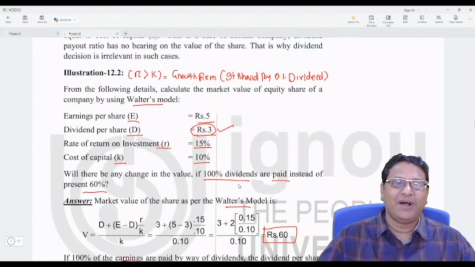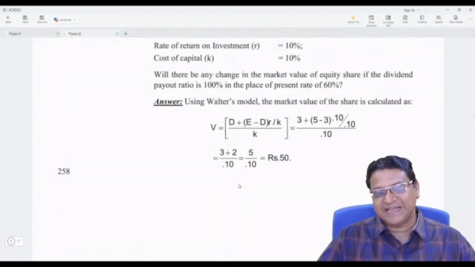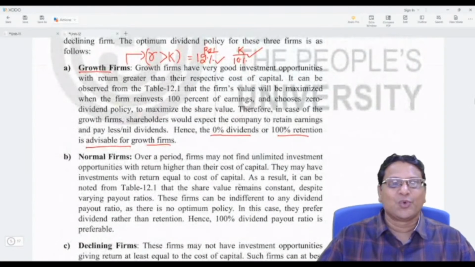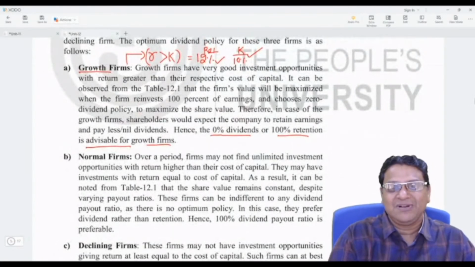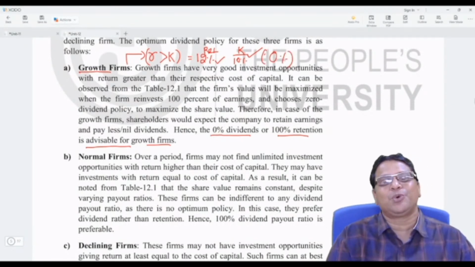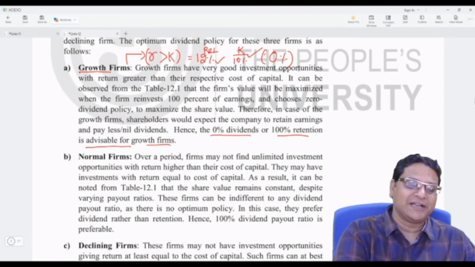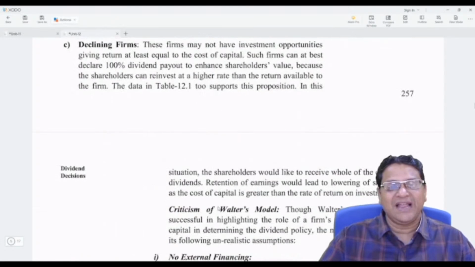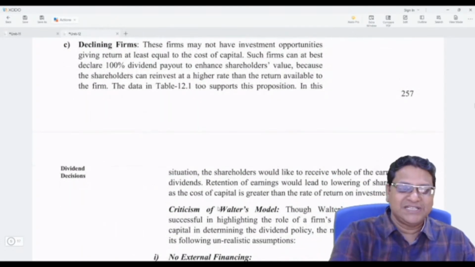The growth firm is over. Next, Walter has suggested there are three types of firm. One is growth firm. What is the recommendation? The recommendation is the optimum payout ratio is 0%. That means the company should pay 0% dividend. Next one is decline firm. So what is a decline firm? Let me first tell you what is a decline firm.